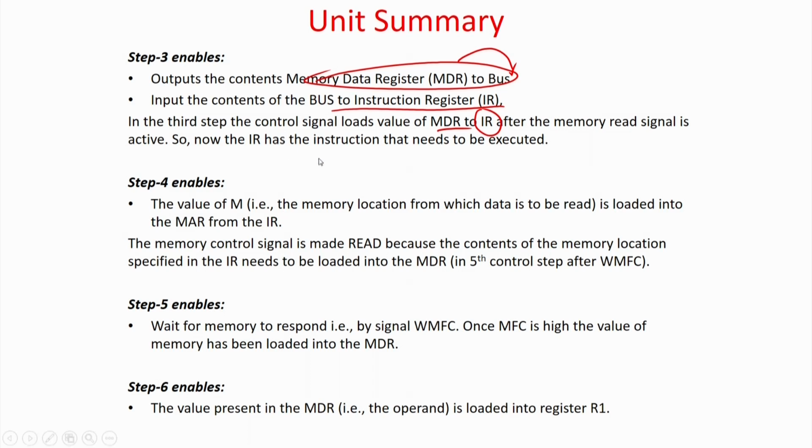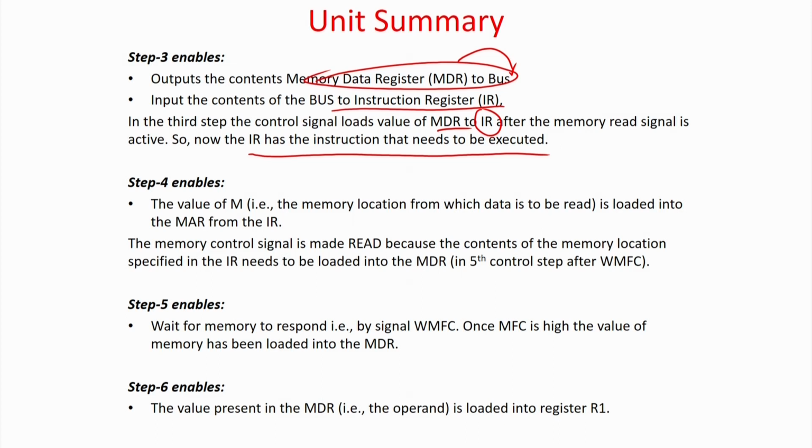So, in the third step, the control signal loads the value of the memory data register to the instruction register after the memory read signal is active. That means the memory has said that whatever was required by me, what was asked from me to be dumped to the memory data register, is now ready, you can read it. So, after the third stage, the IR has the instruction that needs to be executed.